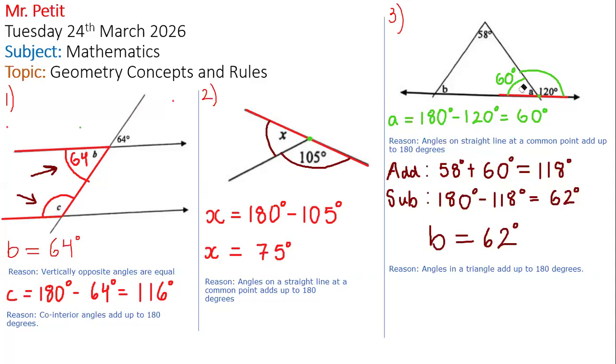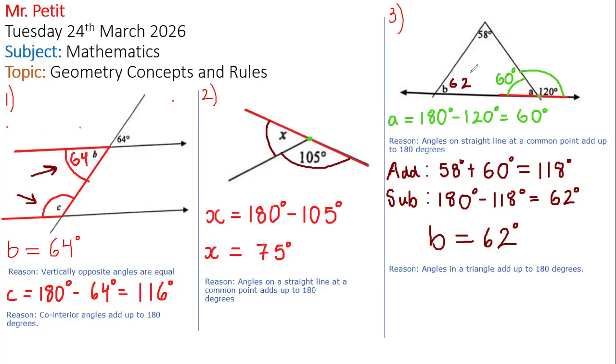Now we're going to do the next one. We already have this as 60. We have three angles: 60, 58, and B. However, the rule says that since they're in a triangle, all three angles should add up to 180 degrees. Angles in a triangle add up to 180 degrees. We already have two of the angles, we just have to find the missing one. So we add the two that we know, we get 118, and we subtract 118 from 180. We get 62 degrees. So that means B is 62.